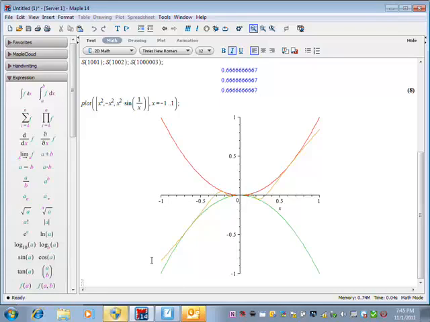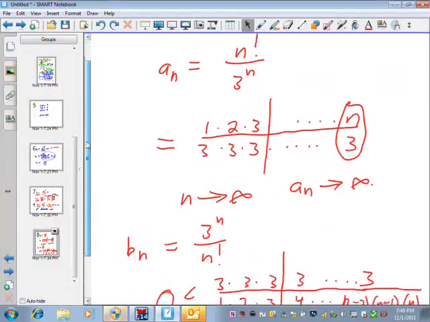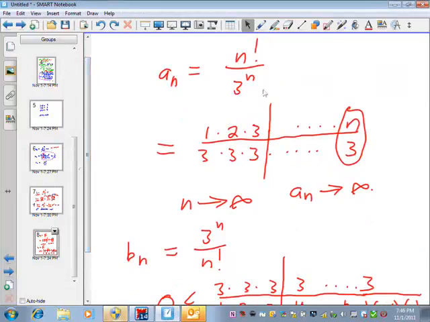But that's what we're invoking here. I have a sequence of numbers that's always between 0 and some other sequence that's going to 0. Then the sequence itself has to go to 0. I flipped them only for convenience. I thought it would be better to demonstrate. It was just a teaching exercise. But the point is that they're equivalent.